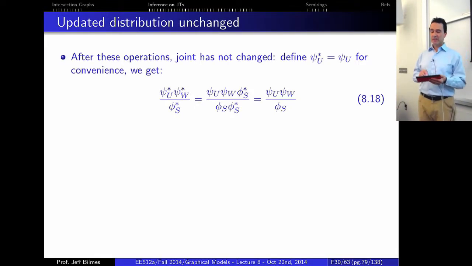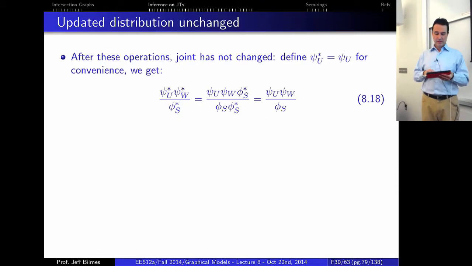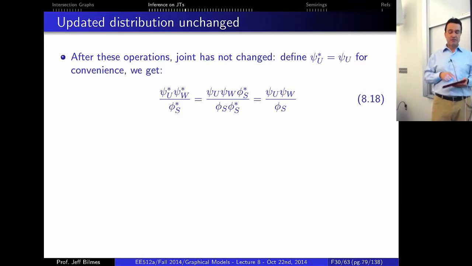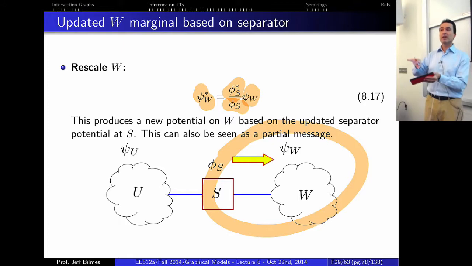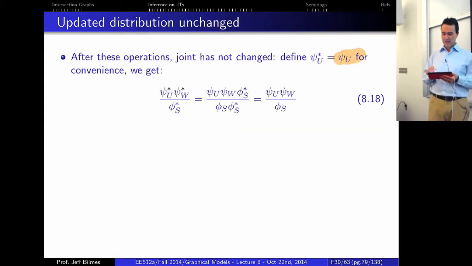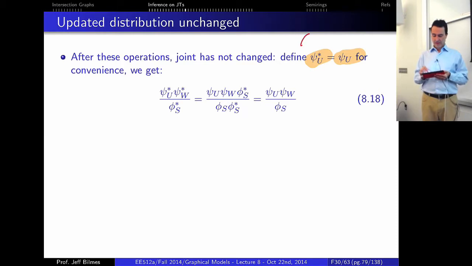Now, it turns out that after we've done this, we've updated the potential at W. It used to be psi sub W, and now it's psi sub W star. What has happened to the representation of the joint distribution? First of all, for convenience, we haven't done anything to the potential at U. Remember, U is on the left, and we've sent messages out of U through S to W on the right. U hasn't changed, but let's give it a new name just for notational simplicity. It's really not renaming, just giving psi sub U an alias.